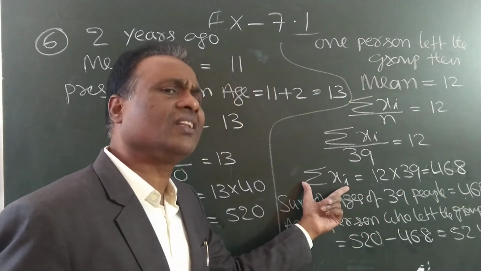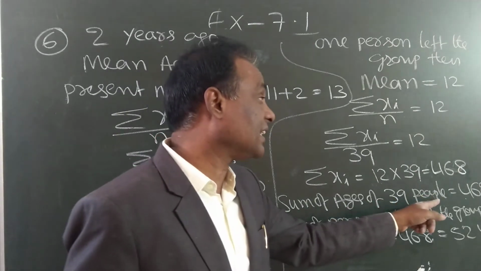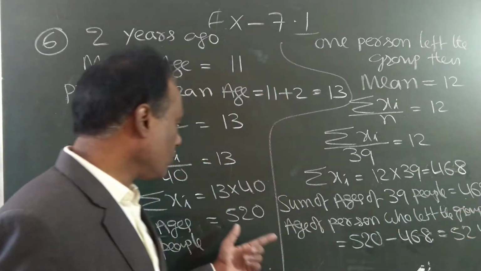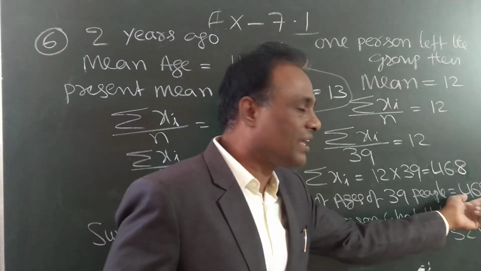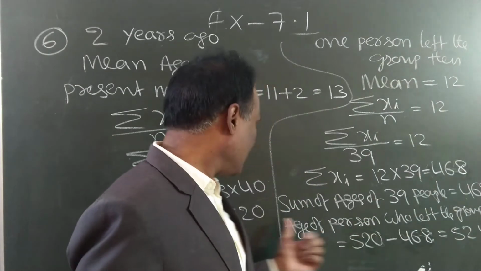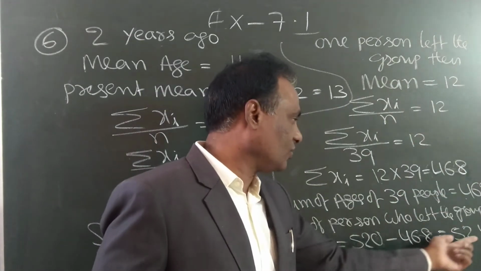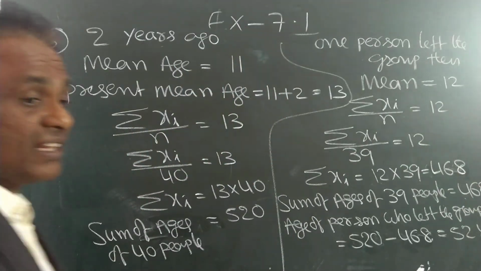Here sigma means what? Sigma means sum, total. Sum of ages of 39 people is 468. So the total age of 40 people is 520, and the age of 39 people is 468. So what is the age of that one person? This total minus this total is 52 years. Practice this problem and after that read the 7th question.